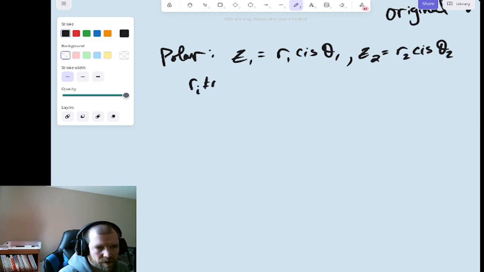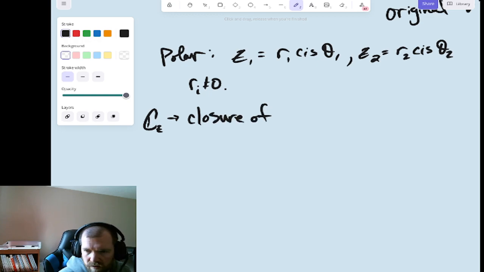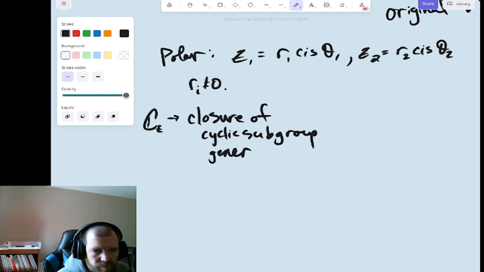R sub I are not going to be equal to 0. Okay, C sub Z. Cyclic subgroup generated by C.